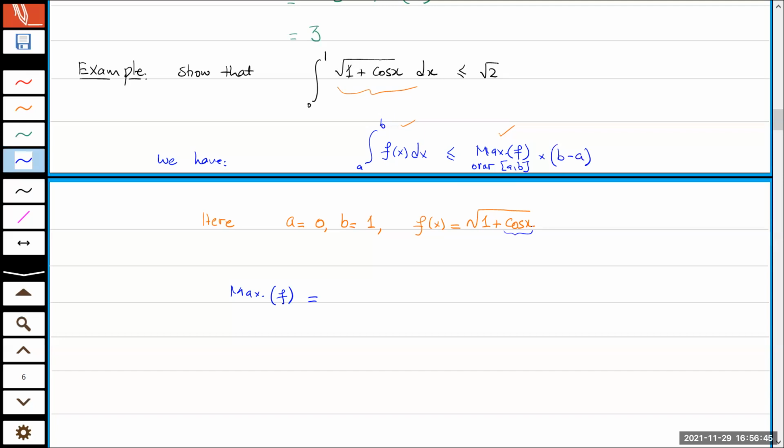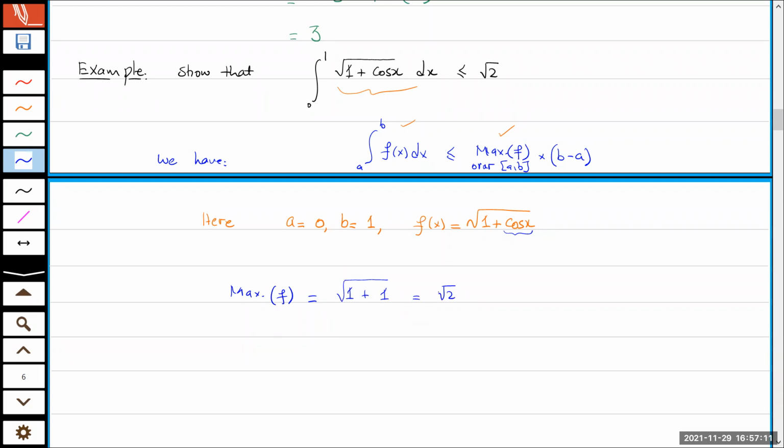But the maximum value that we can get from cosine is plus 1. Cos is always between negative 1 and plus 1. So I can write confidently here that the maximum value of f equals 1 plus cos would be 1 under the root, which is root 2.